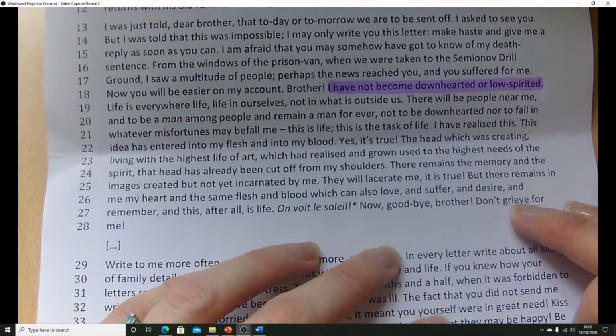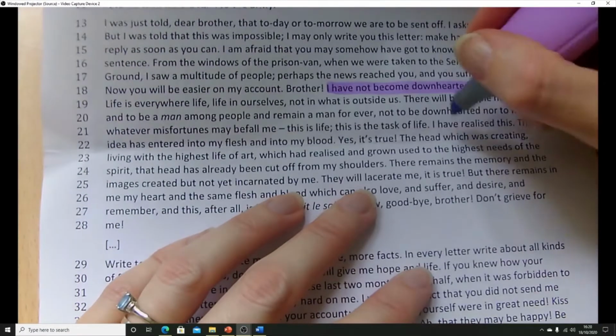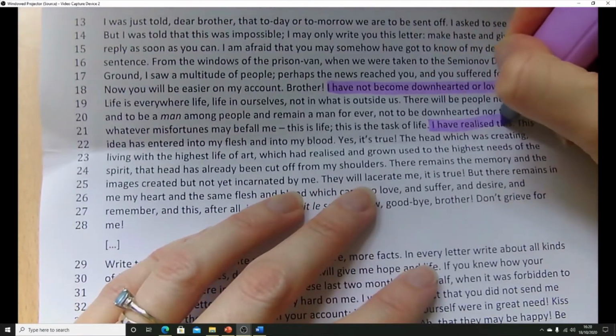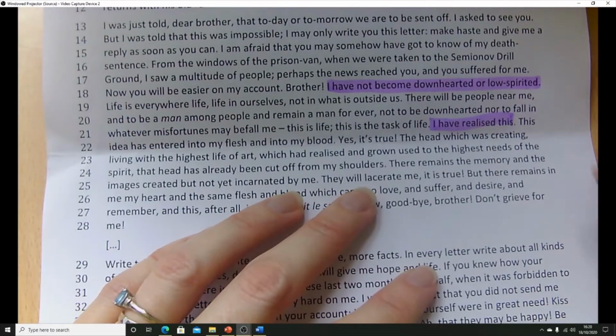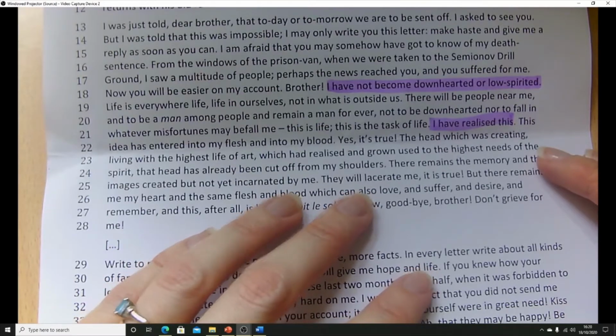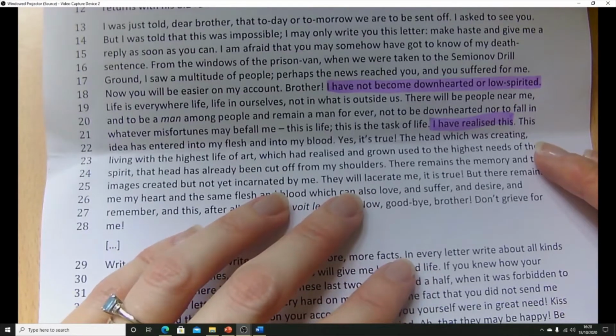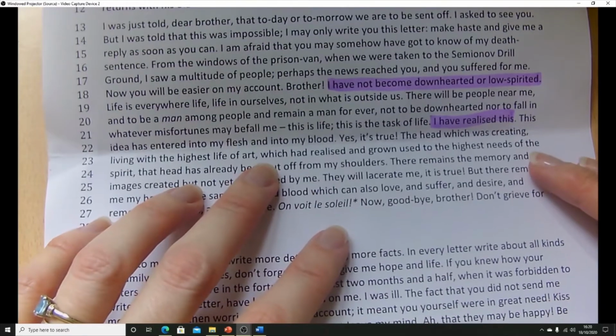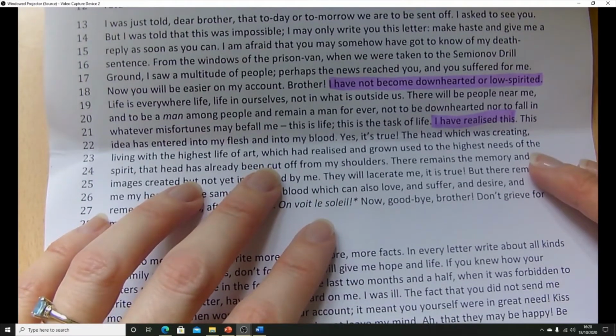I have realised this. So he's obviously had a realisation there about life and the importance of life, and living is the most important thing to him, and external things are of less concern after this very visceral experience of facing his death.